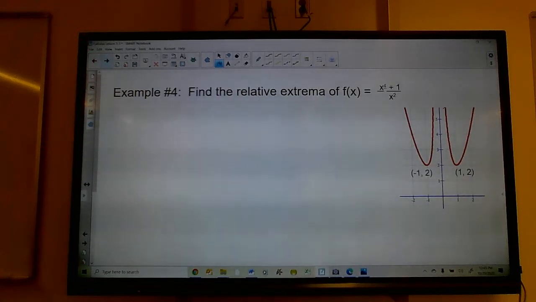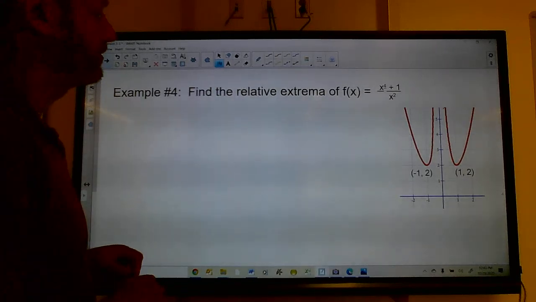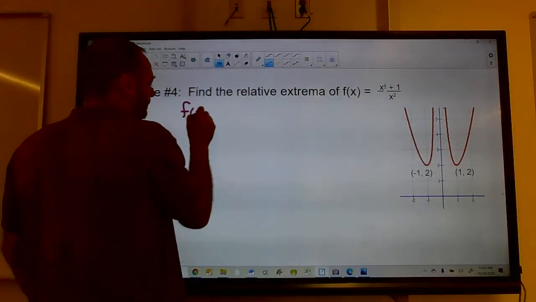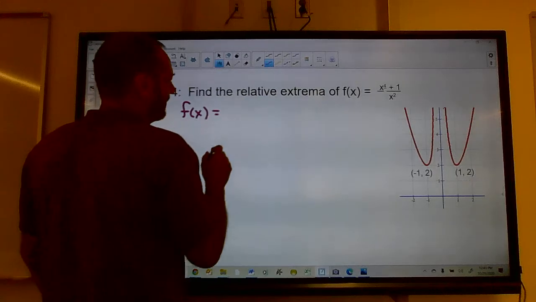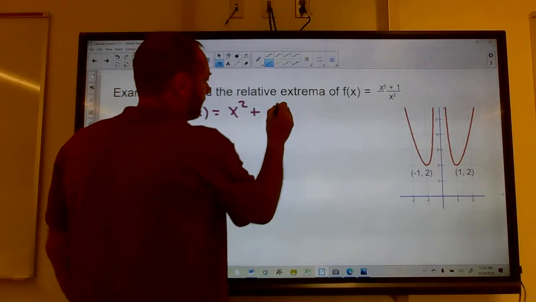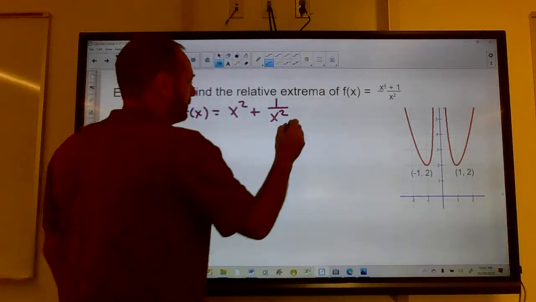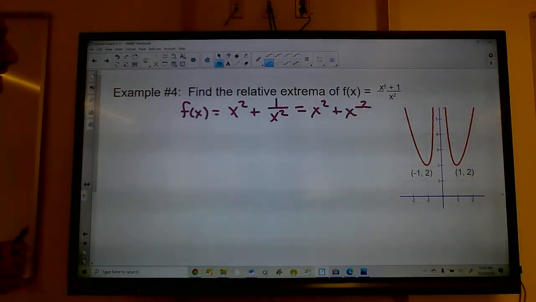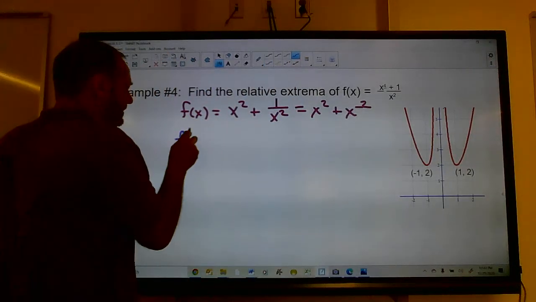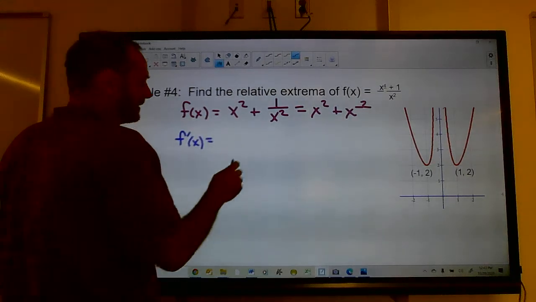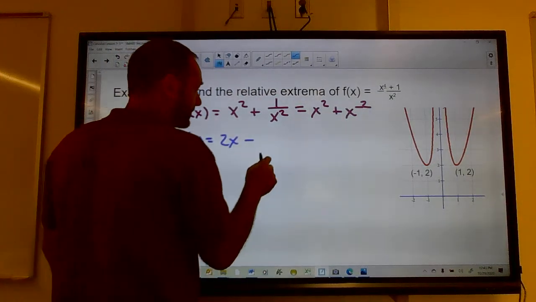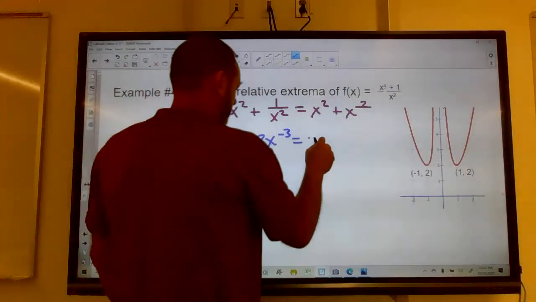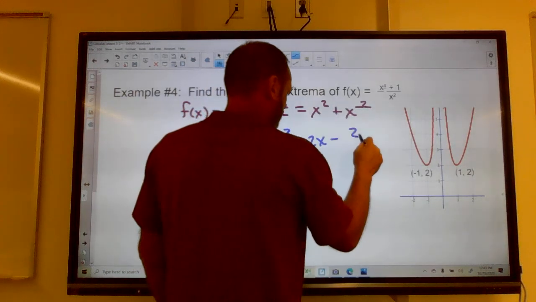Okay, find the relative extrema of f of x equals x to the fourth plus 1 over x squared. So I'm going to take this thing and rewrite it. See, x to the fourth divided by x squared is just x squared plus 1 over x squared, which I'm going to rewrite again as x squared plus x to the negative 2 power. All right, so I can take the derivative of this. So that's going to be 2x minus 2x to the negative 3. So this becomes 2x minus 2 over x cubed.